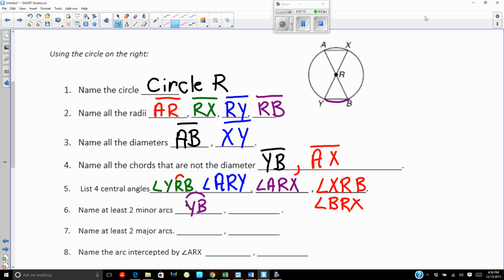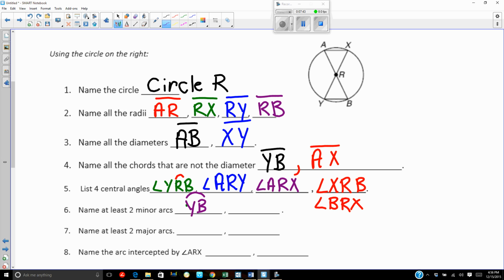And it's important to know, since we only use two letters and we know it's a minor arc, when I say arc YB, that does not mean from Y all the way over here to B, because that's way more than 180 degrees. When I say arc YB, since I just used two letters, we're talking about the arc that's less than 180 degrees.